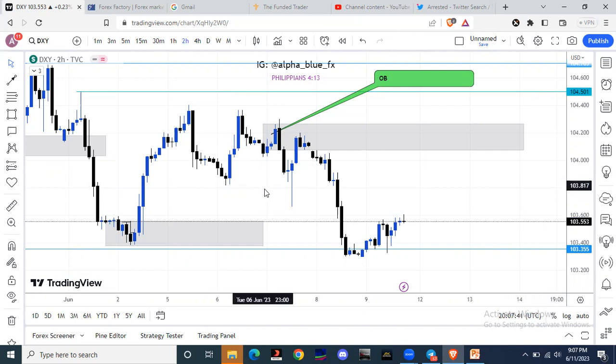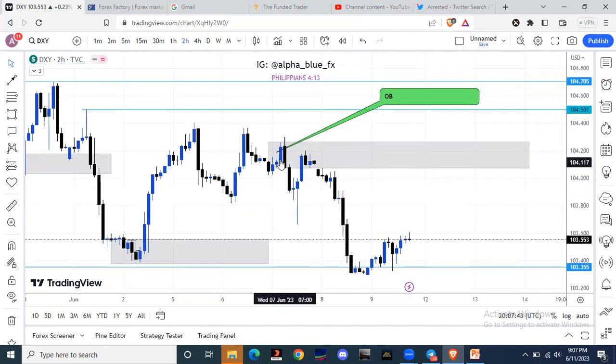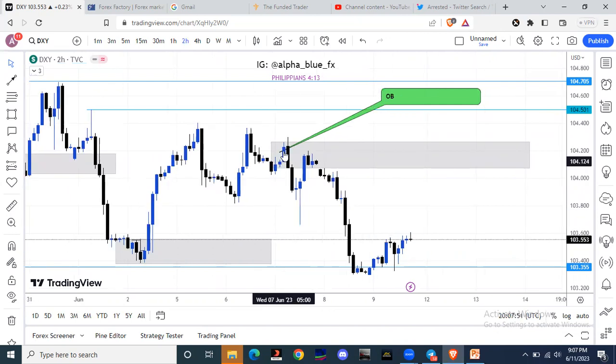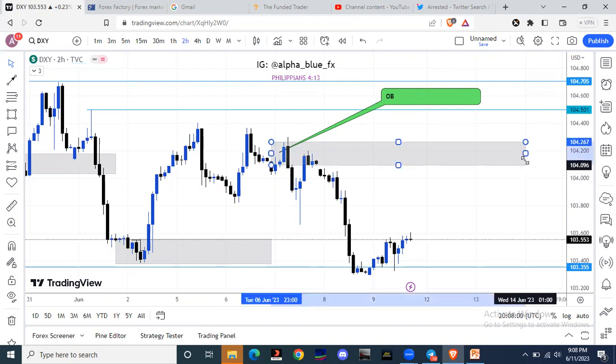So let's look at this order block I had marked out here. What did I say is an order block? The last bullish candle before the bearish move to the downside. I said a bearish order block is the last bullish candle, which is this one, before the bearish move to the downside. So this is our order block. Let's mark it out correctly. This is our order block.